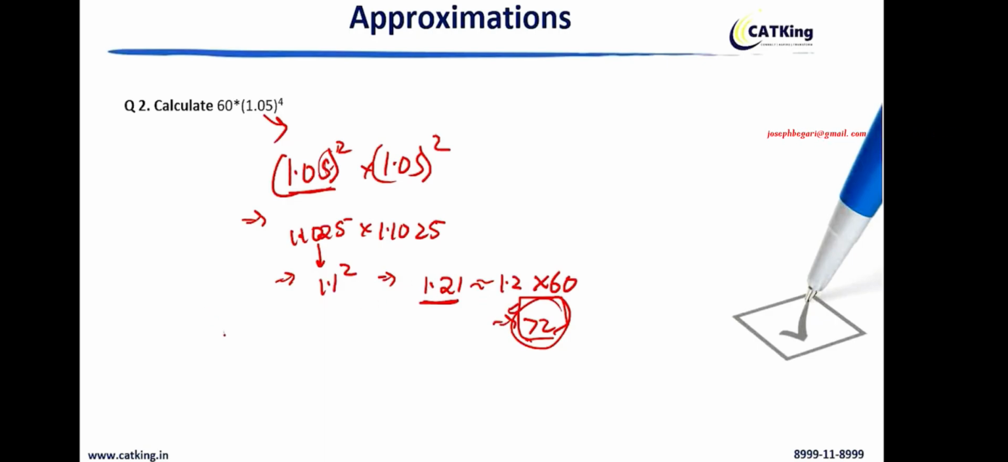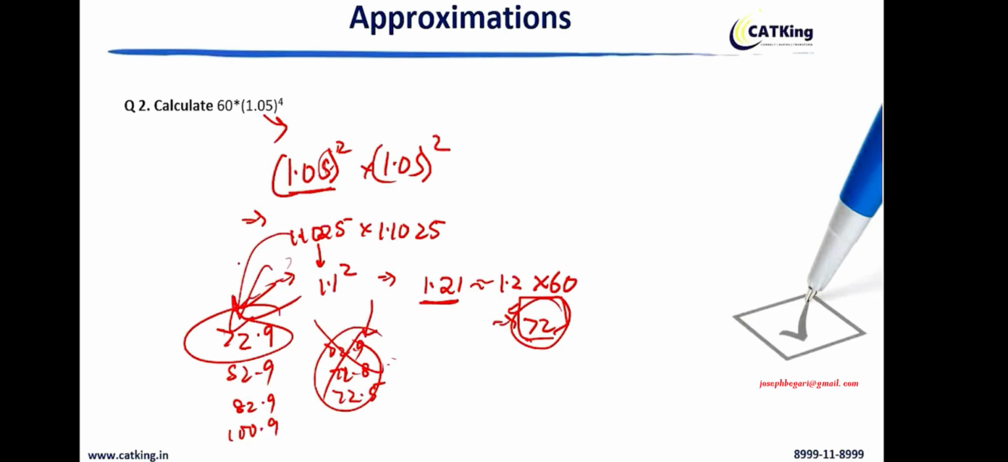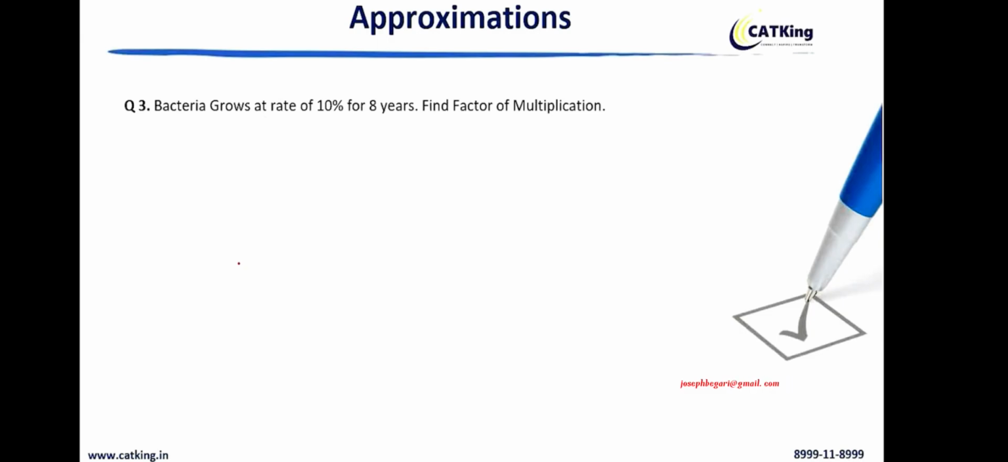If the options are something like this: 72.9, 52.9, 82.9, 100.9. What's your answer? 72.9. You got it, right? This is how you use approximations. If the options are too close, like 72.9, 72.8, 72.5, then you cannot use approximation, obviously. But CAT won't do this because they don't want to make you a calculator. They want you to be a smart player. Okay, let's move to the next question. And guys, please start noting these formulas. It will help you a lot.